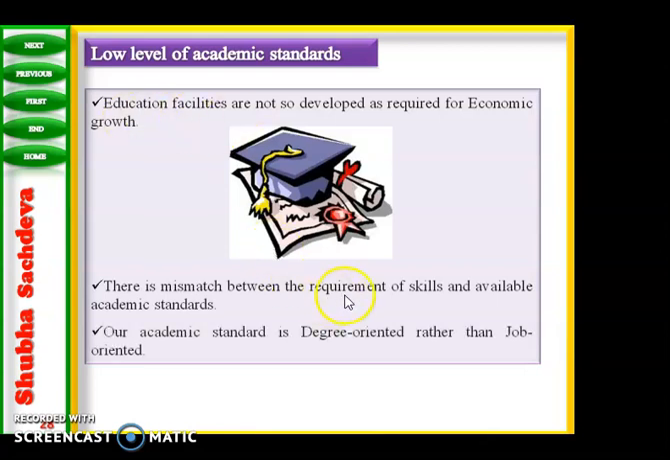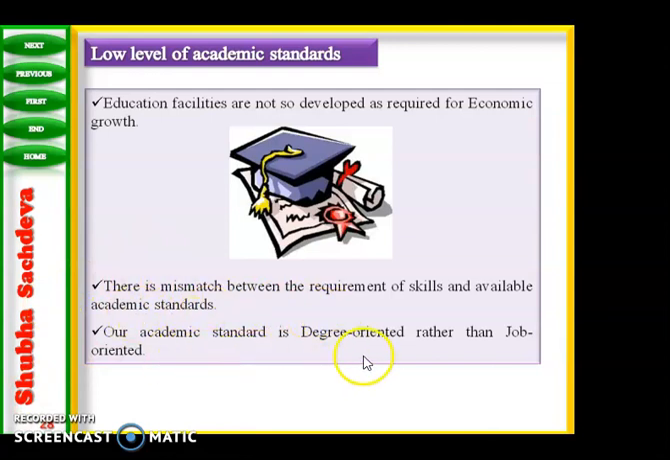So there is a mismatch between the requirement of skills and the skills you are required to have to do that particular job. You're not having those skills. Although your academic standards, your academic degree is very high, you are not capturing that skill because in that academic thing, those skills are not provided to you. So here there is a mismatch between the requirement of skills and available academic standards.